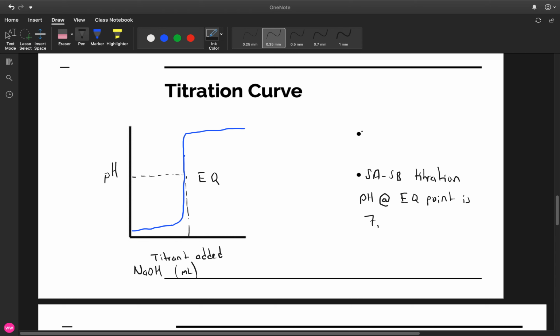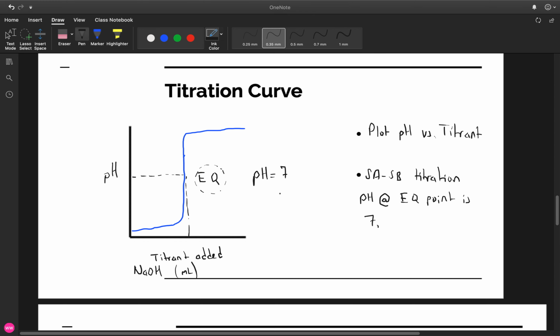Once again, though, the whole point of a titration curve is to plot the pH versus the volume of the titrant added. So if we're looking at this, because we're representing a strong acid, strong base titration, the pH right here is equal to 7. And this is only true because we know that this is a strong acid, strong base titration.